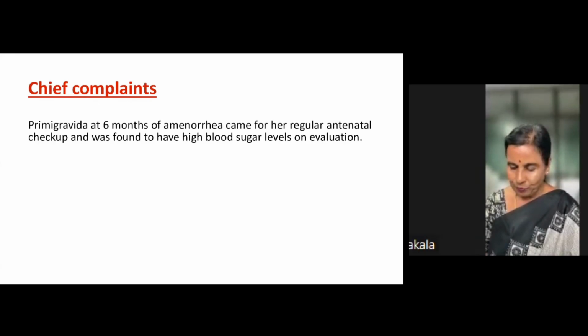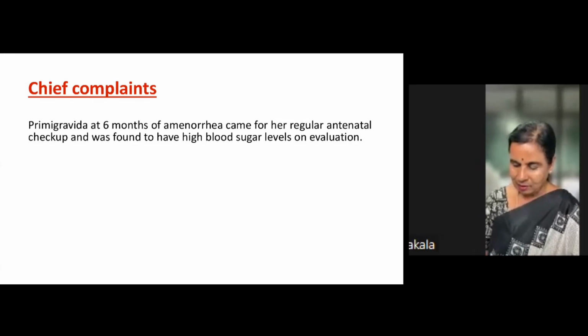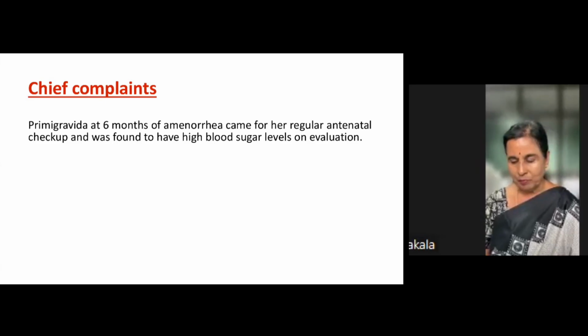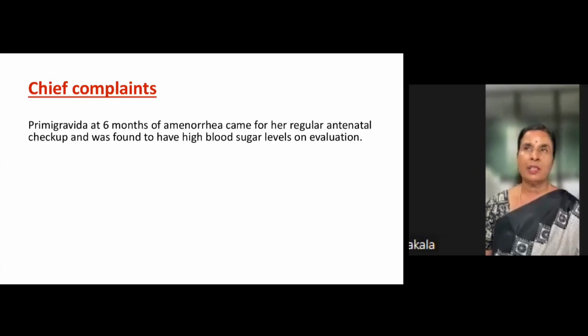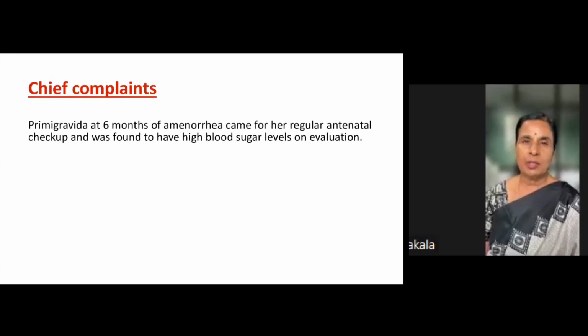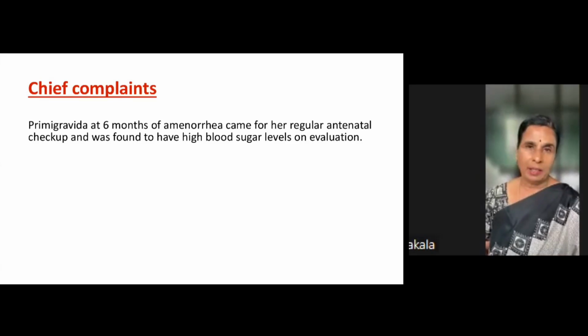That is, the fasting blood sugar is more than 105, or 1 hour more than 190, or 2 hours more than 165, or 3 hours more than 145. Any two values positive, then we consider it positive. Yes. One is the Carpenter-Coustan regime, which is primary, as you told. The other one is the NDDG criteria. Can you tell me the indications for doing GTT?